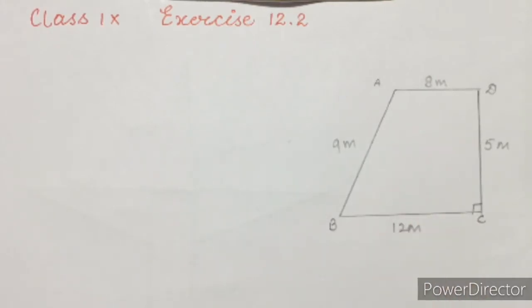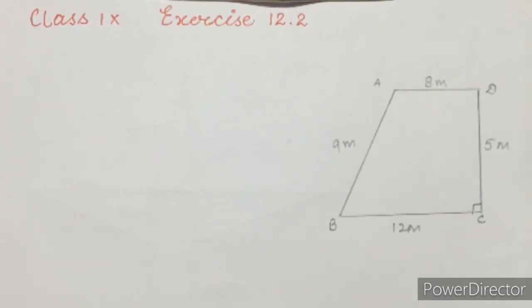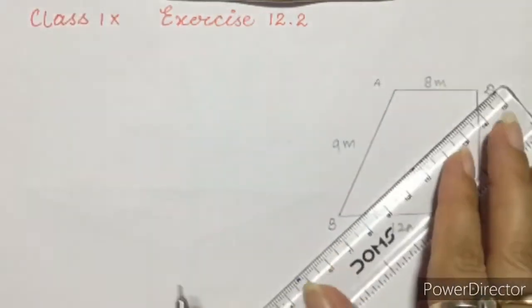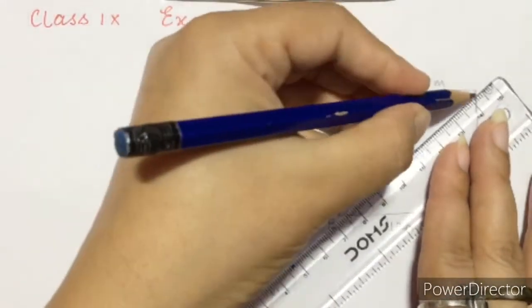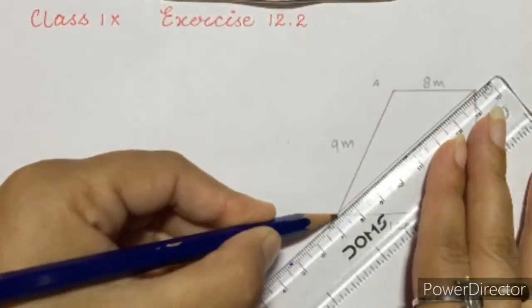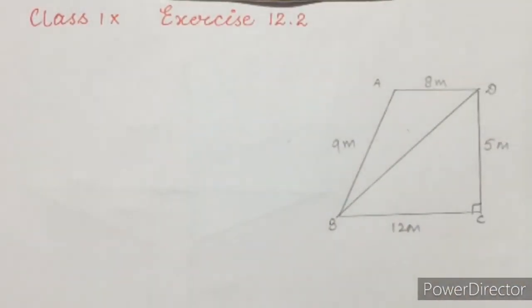This is not a trapezium, this is not a square or rectangle. So we have to find its area. How can we find its area? We can draw a diagonal to make the quadrilateral into two triangles. So we have made two triangles here. Now we can find the area easily by using Heron's formula.